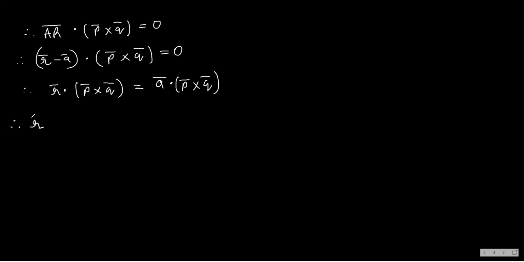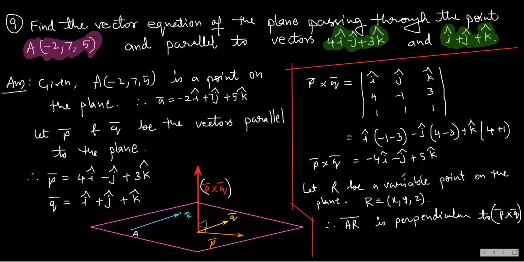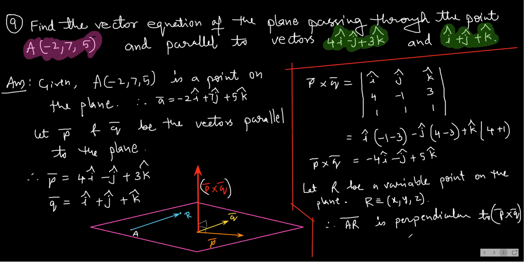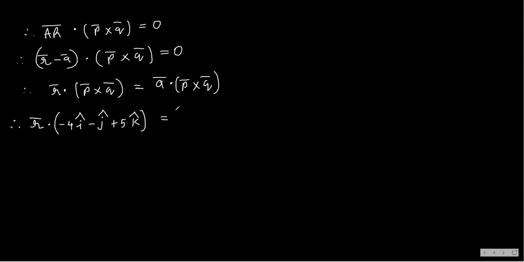So you will have R bar dot, what is P bar cross Q bar, students? We just found it. It is minus 4, minus 1, 5. So minus 4 I cap minus 1 J cap plus 5 K cap. This is P bar cross Q bar. And A bar we just found also. A bar here is minus 2 I cap plus 7 J cap plus 5 K cap dot P bar cross Q bar. What is P bar cross Q bar? Minus 4 I cap minus J cap plus 5 K cap.